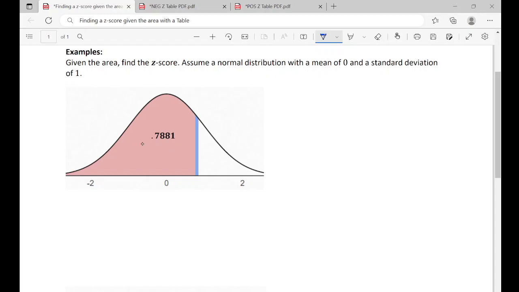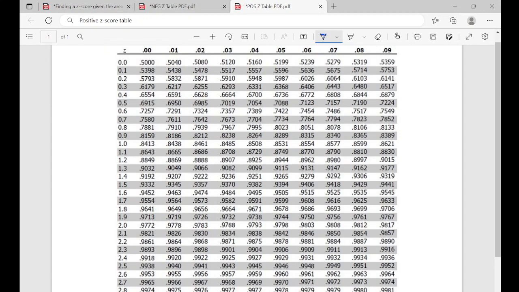So here is the area for this normal distribution, 0.7881. This is the area going to the left, so it's already exactly the way we want it. So we're going to go look inside the z-score table. Now, since the line right here is to the right of the mean, to the right of the middle, that means we want to look in the positive z-score chart, not the negative. So we're going to go to the positive z-score table, and we're going to look for 0.7881, or closest to it.